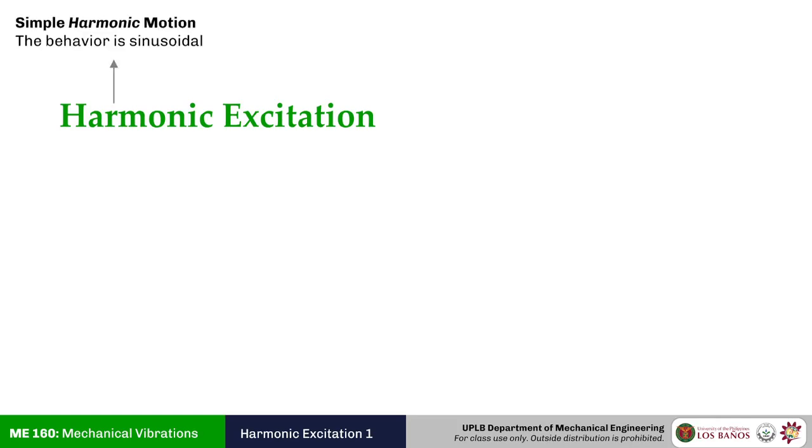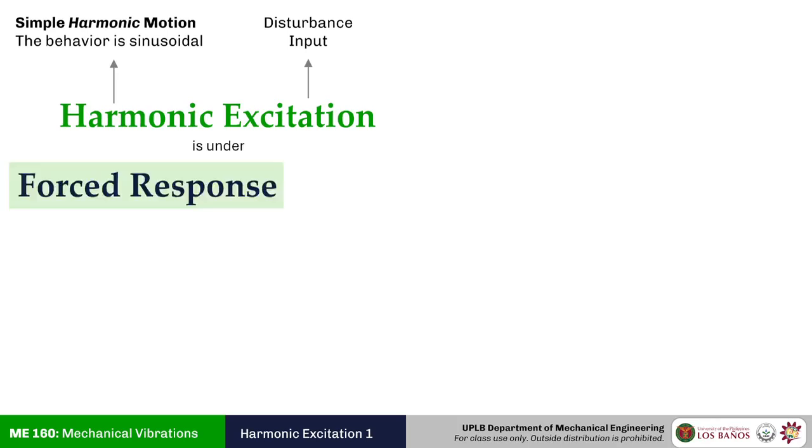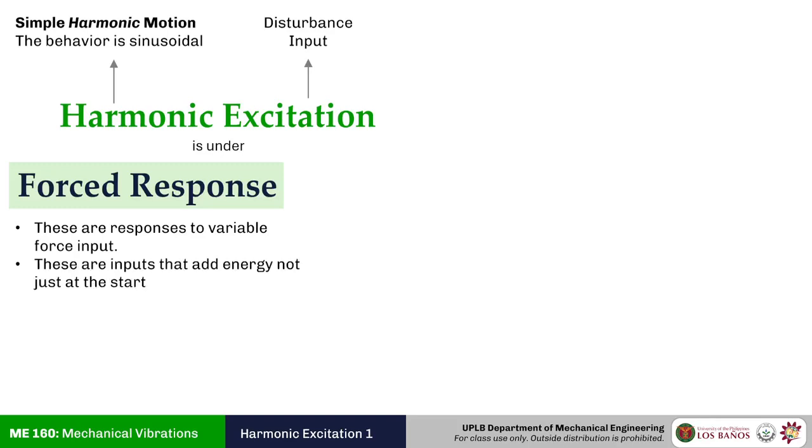Harmonic refers to simple harmonic motion. So you have a sinusoidal disturbance, which evolves over time. And of course, the excitation part. It's a disturbance. This is the disturbance required to produce forced response. So they vary with respect to force input, and they tend to not just add energy at the start but add energy throughout the active run of the disturbance.